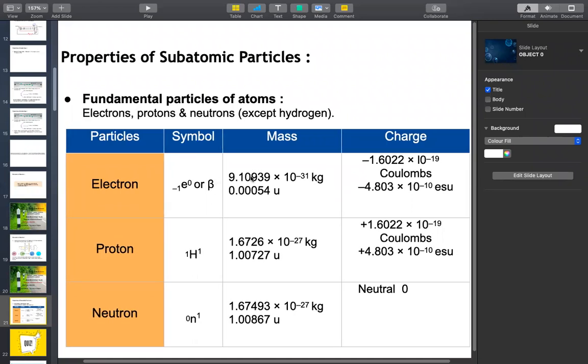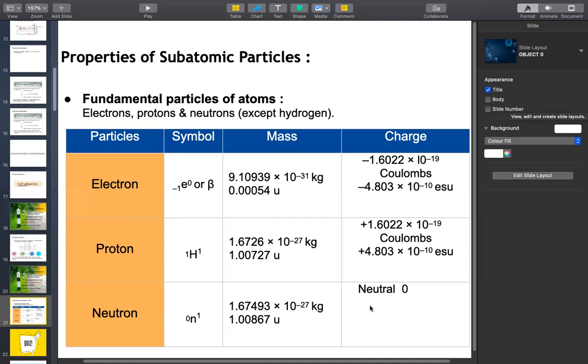Then the mass of electron is 9.1 into 10 power minus 31 kg. The charge of electron is minus 1.60 into 10 power minus 19 coulombs. In electrostatic unit, it is minus 4.803. Proton will have exactly the opposite charge, but the magnitude is the same. Charge is opposite, magnitude is same, 1.6022 into 10 power minus 19 coulombs. Then neutron is neutral, so it is 0.